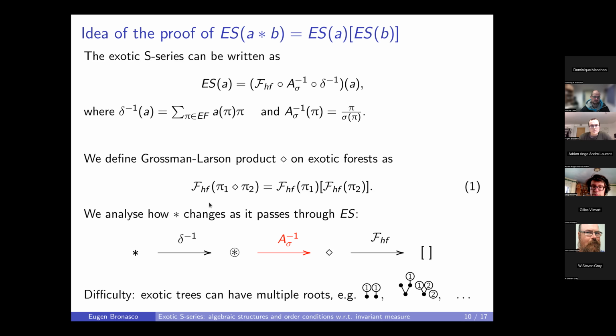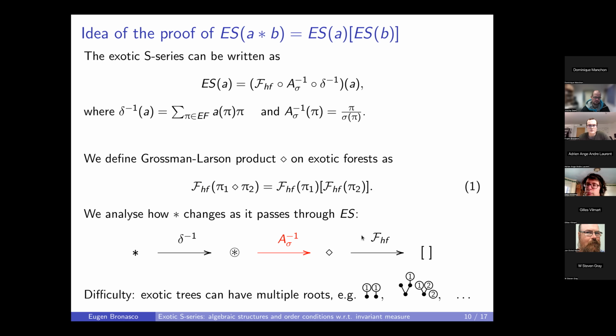And to do that, we look at how these three simple functions transform the product. So delta minus 1 takes the convolution product and returns the product, which is the dual of the Konzen-Kreimer coproduct. So this asterisk circled is just the dual of Konzen-Kreimer coproduct. Then A sigma minus 1 takes this dual of Konzen-Kreimer and returns a Grossman-Larsen product. And then here, it's by definition, but generally speaking, it's a straightforward property that F subscript HF sends Grossman-Larsen to the product of differential operators.